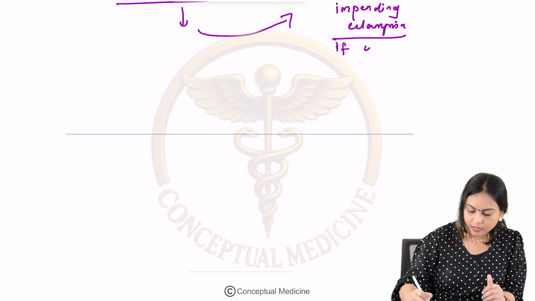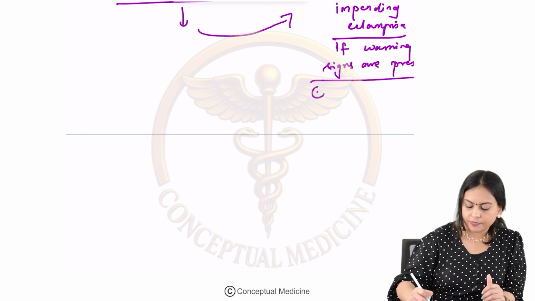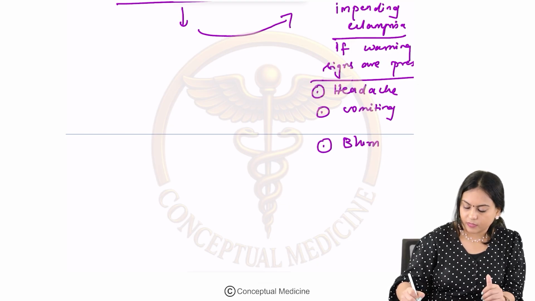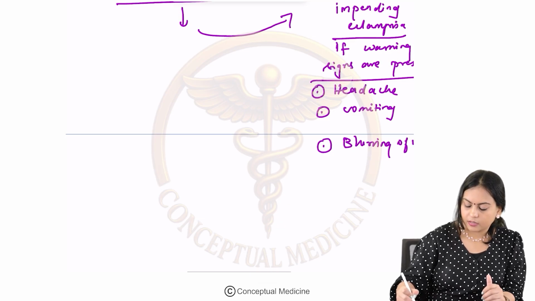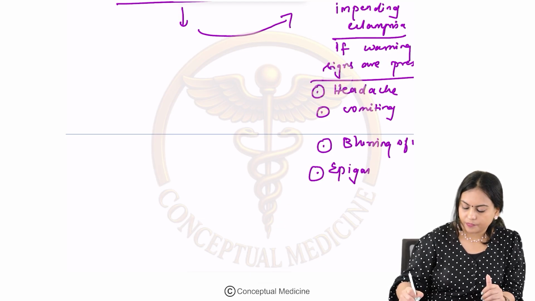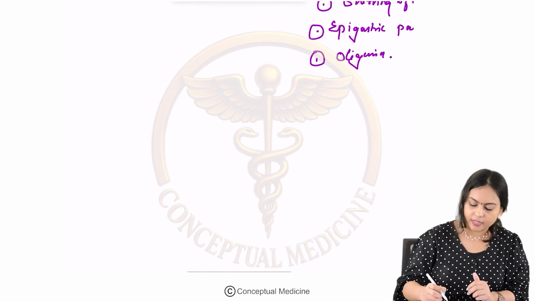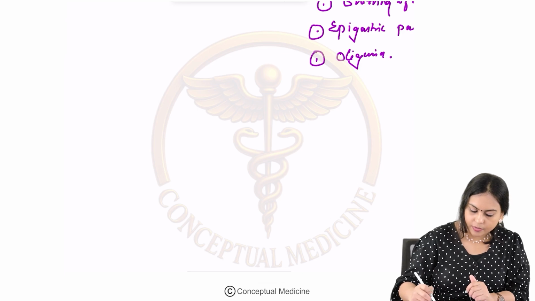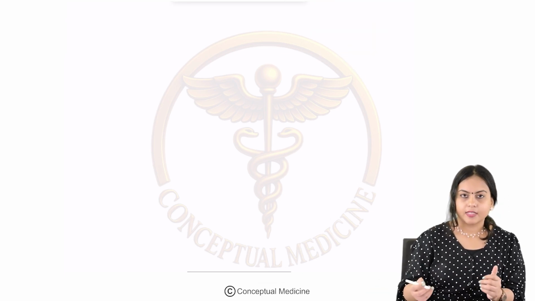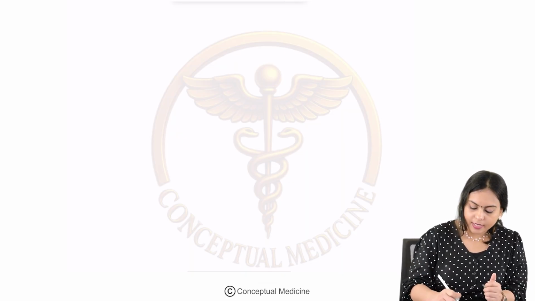If the warning signs are present. Warning signs include headache, vomiting, blurring of vision, then epigastric pain, and also oliguria. Just about the end organ signs we have discussed now. And similarly, remember, clinical classification of preeclampsia can also be done.